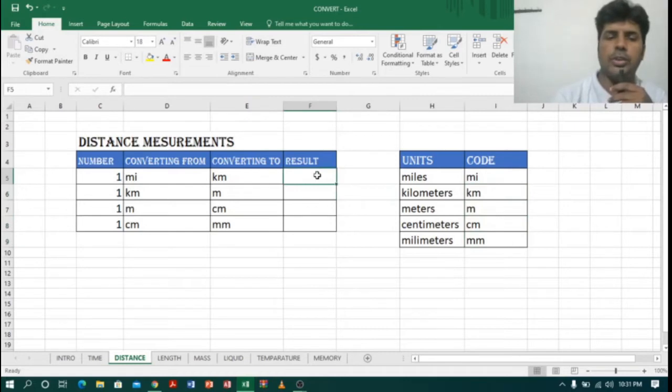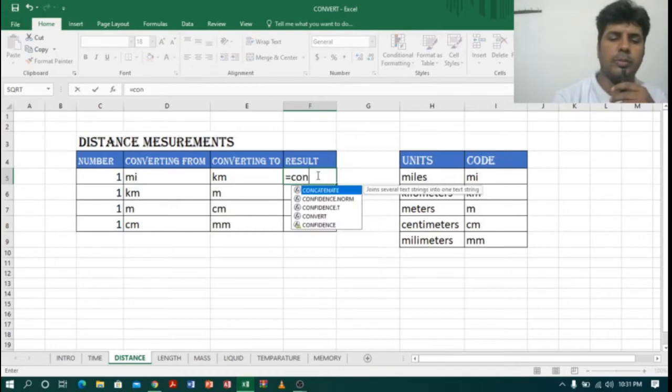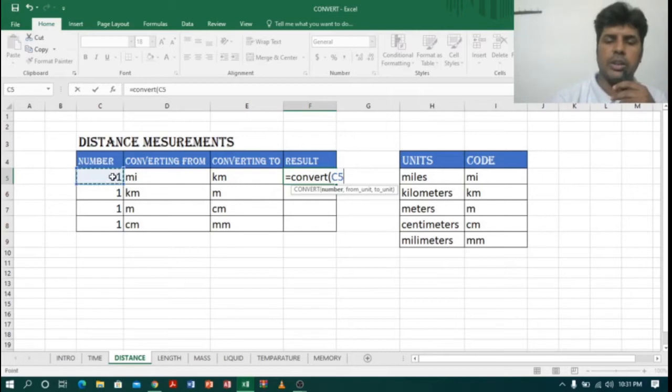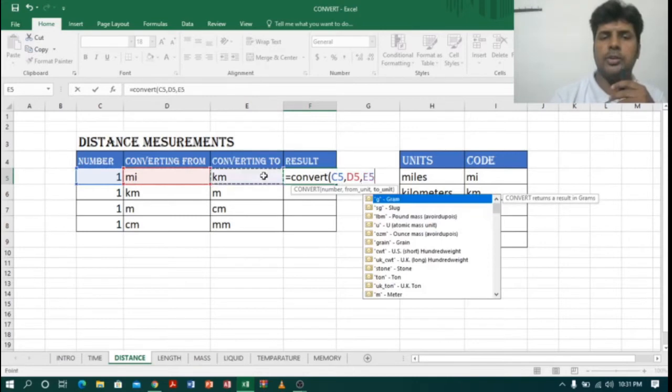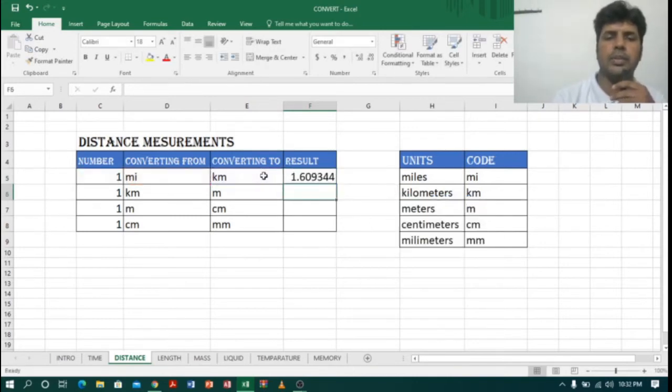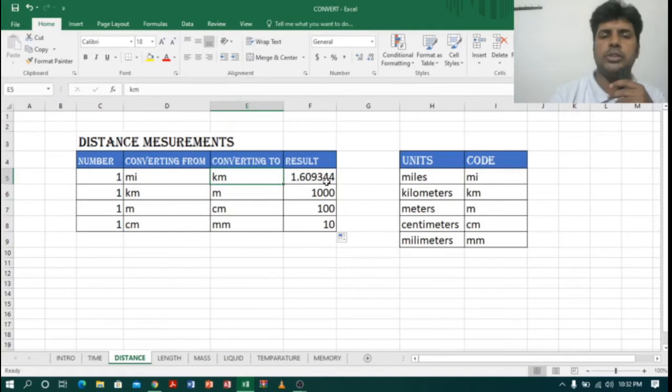Now let us convert the first one, which is 1 mile to kilometers. I will again use CONVERT, open bracket. First it is the 1, so I will select C5. Second, miles, so I will select D5 comma, again kilometer, so I will select E5, close bracket, enter. Nice. Now let me drag this one. You can see 1 mile is equal to 1.607 kilometers, 1 kilometer is 1000 meters, 1 meter is 100 centimeters, and 1 centimeter is 10 millimeters. Nice, right?